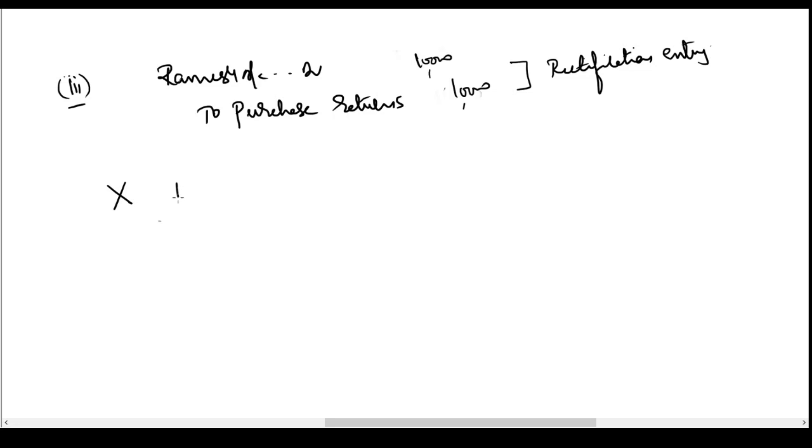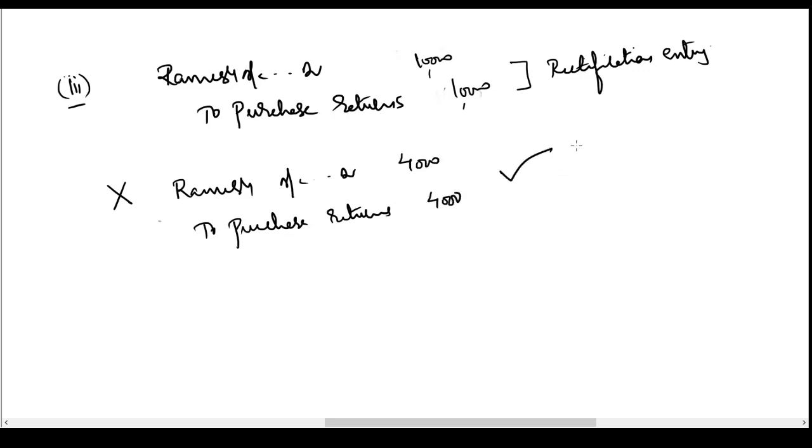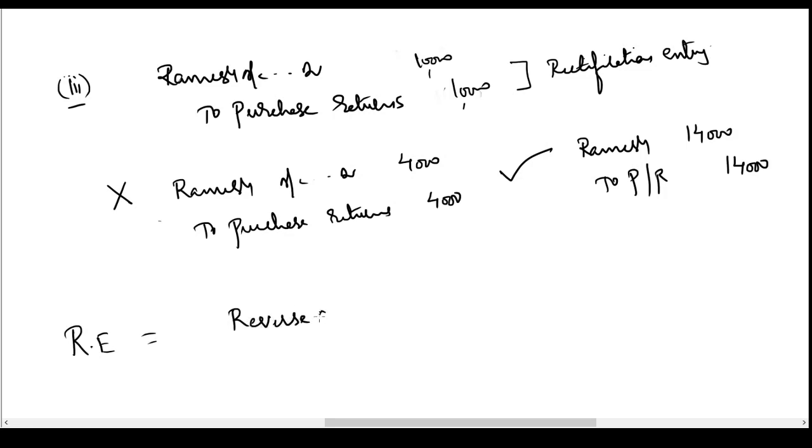What was the wrong entry we have passed? Ramesh account debtor to purchase returns 4,000. What is the correct entry which we should have passed? Ramesh account debtor to purchase returns 14,000. P by R here means purchase returns. This is the entry we should have passed. Now I told you rectification entry is nothing but simply reverse of wrong plus correct. This is how I arrive at my rectification entry.